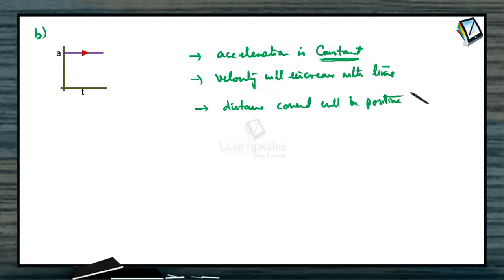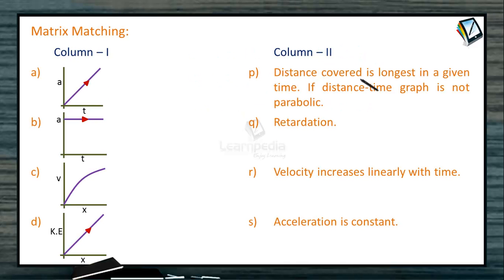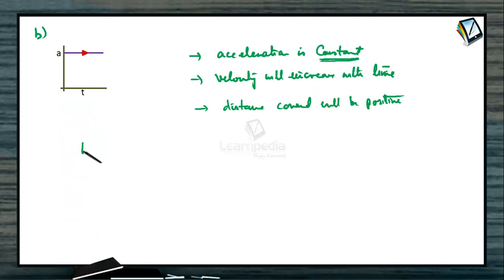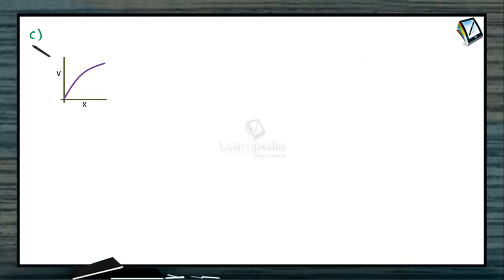So let us now look into what are the correct options. For this graph, distance covered is longest. This may not be correct. Retardation, this is not correct. Here velocity increases linearly with time. Right. Acceleration is constant. This is also right. So for option B, we have R and S. Both the options are correct.